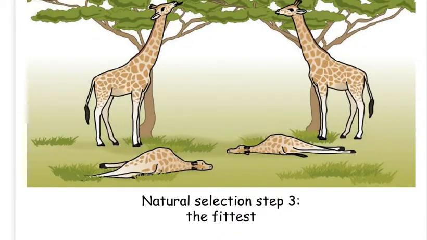Some of the variations within a population will give those organisms an advantage. If we think about the giraffes, some have longer necks than others. This allows those giraffes with longer necks to reach higher leaves on the trees. When food lower down the trees is scarce, those with shorter necks will struggle to find food and struggle to survive, whereas those with longer necks are much more likely to survive. This is survival of the fittest.